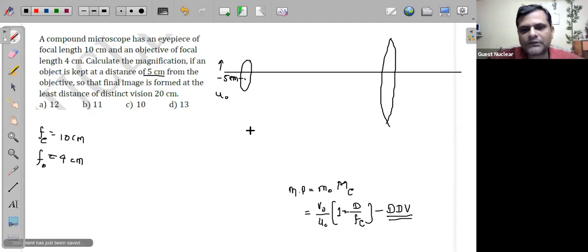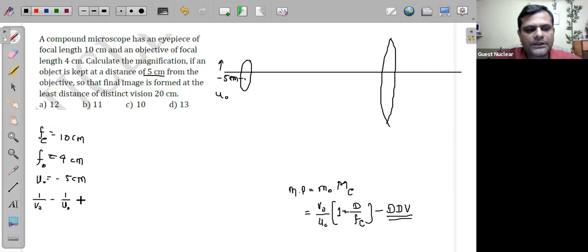That means UO is also given. UO is given. VO is to be found out. So here UO is going to be -5 centimeter. To find VO, what will we do? We will use the lens equation for the objective only. So it will be 1 upon VO minus 1 upon UO is equal to 1 upon FO. UO is -5, so here -5 is put as it is, which is going to be 1 upon FO, which is 4 here.